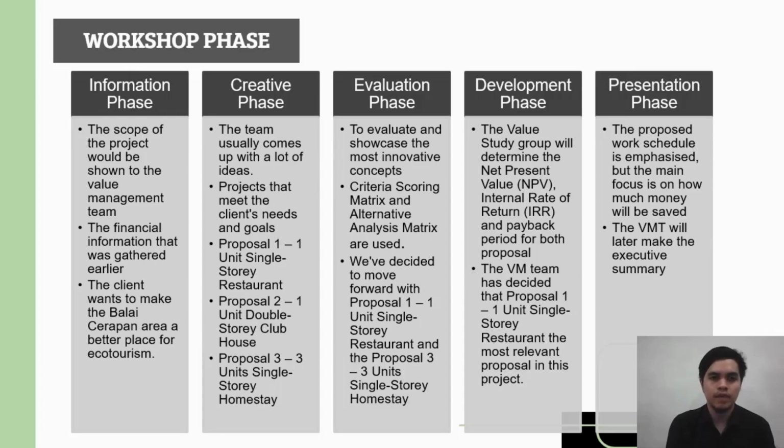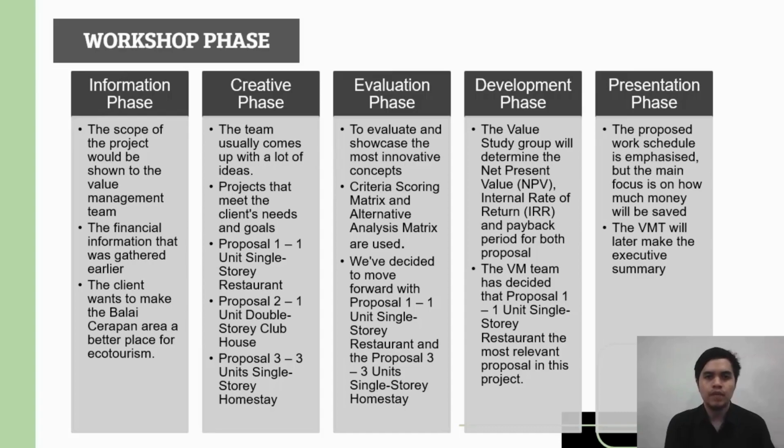Next, for the creative phase, the team usually comes up with a lot of ideas for a project that meets the client's needs and goals. Firstly, Proposal 1, 1-unit single-story restaurant. Secondly, 1-unit double-story clubhouse. And thirdly, 3-unit single-story homestay.